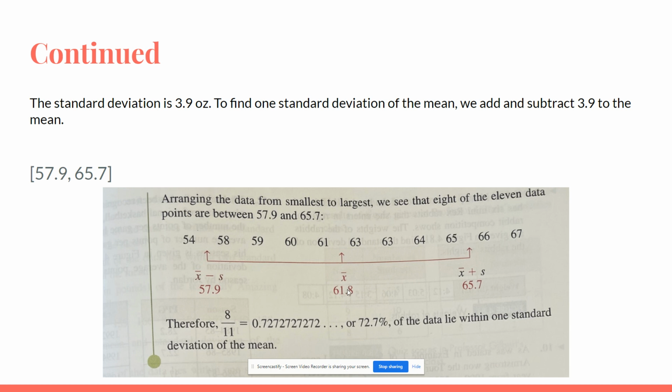Here's the mean. All right, so we count them up. We've got 1, 2, 3, 4, 5, 6, 7, 8 rabbits in there. 8 out of the 11 means 72.7% of the rabbits lie within 1 standard deviation of the mean.